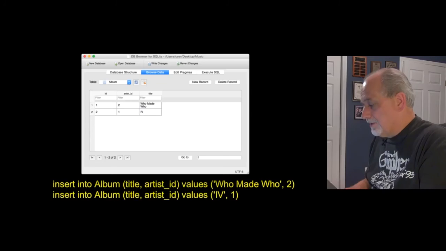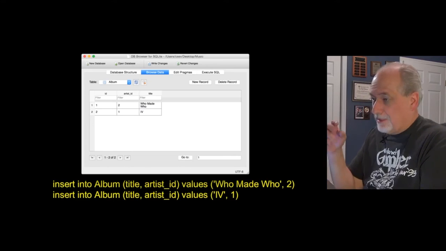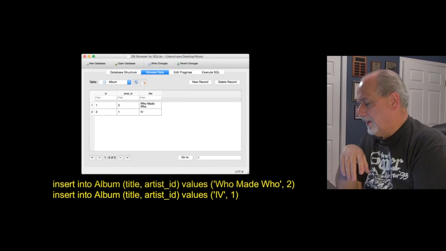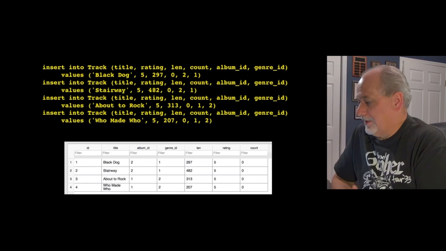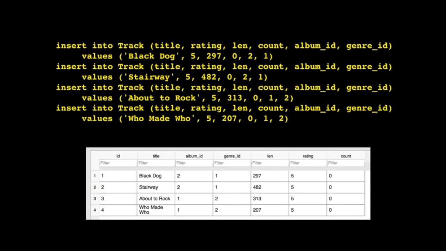Okay, so the next thing that we're going to do is we're going to insert the track record. Now if you think about the track record, the track has 2 foreign keys, and it's got a lot of stuff. It's got the title, it's got the rating, length, count, but then we got the 2 foreign keys. And so we have to know these numbers. So this 2-1, this 2-1, this 1-2 is the genre. We're specifying the genre and the album that this track is from by those numbers.